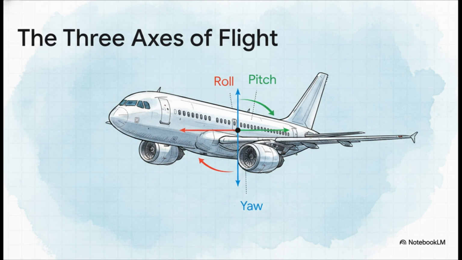You've got pitch, which is the nose going up or down. That's controlled by pushing the stick forward or back. Then there's roll, tilting the wings left or right, which you get by moving the stick side to side. And finally, you have yaw, which is the nose swinging left or right, and that's handled by the rudder pedals. Each one of these simple movements creates a unique digital signal, and that's what kicks off this whole amazing process.